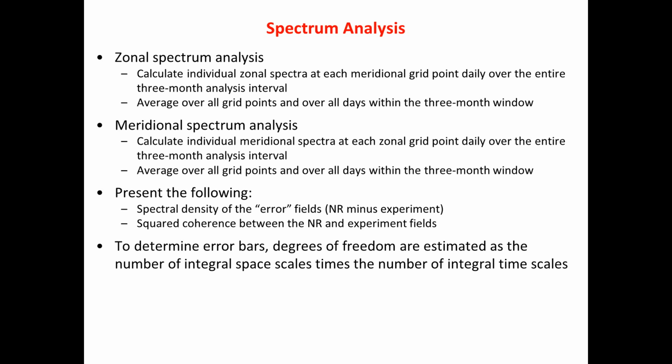And I'm going to be presenting the spectral density of what I call the error spectrum, which is the nature run minus the experiment. Nature run represents the truth. And I'll also present the squared coherence between the nature run and the different experiment fields. And to determine error bars, degrees of freedom are estimated as the number of integral space scales times the number of integral time scales, based on the autocorrelation space and time scales.